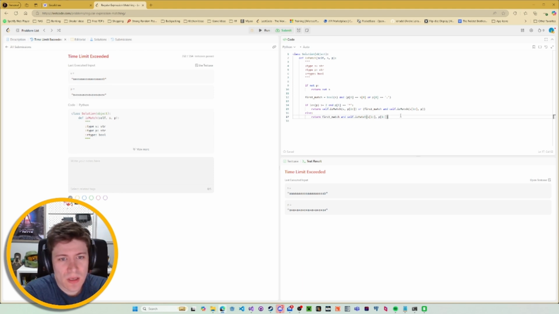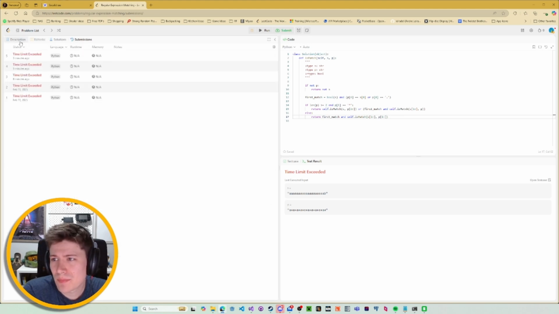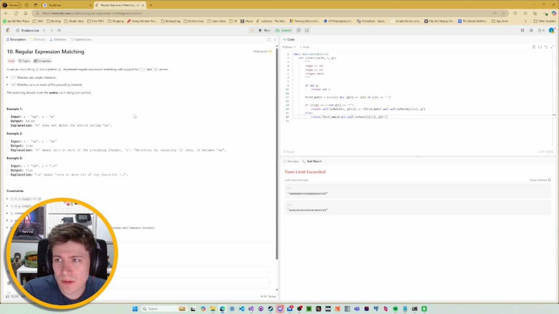I don't know. This is the next day. I'm back. I'm looking at the problem that the time limit got exceeded on. Regular expression matching. I looked this up because I was curious. I understand the solution, but I definitely did not come up with it. Now, I don't know that I would have.